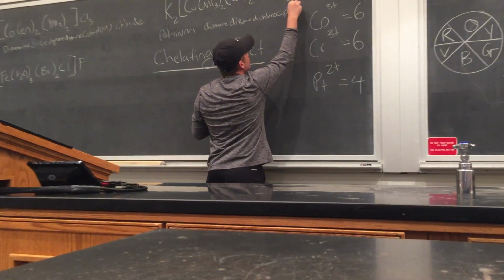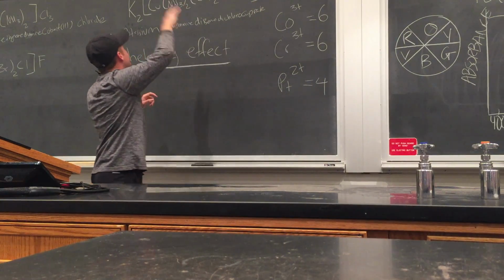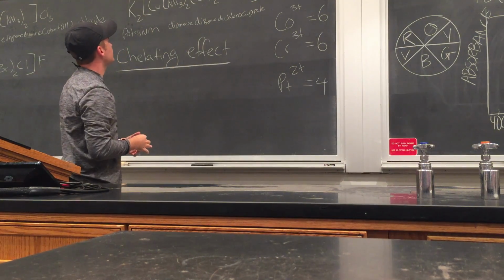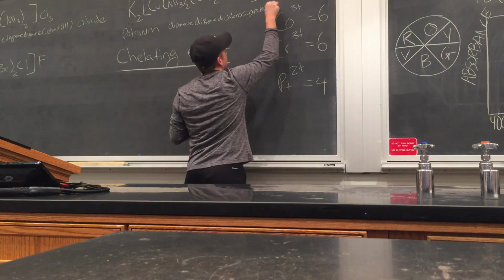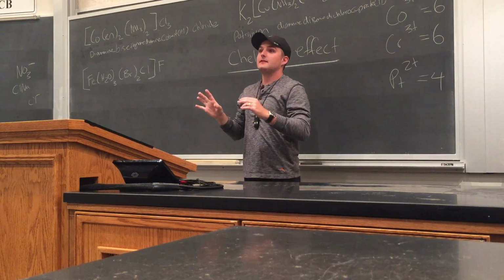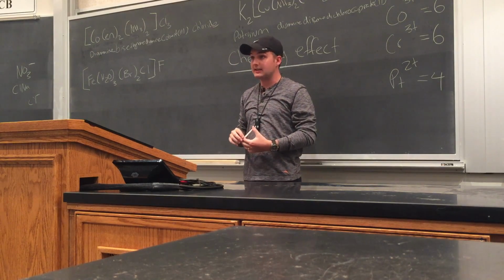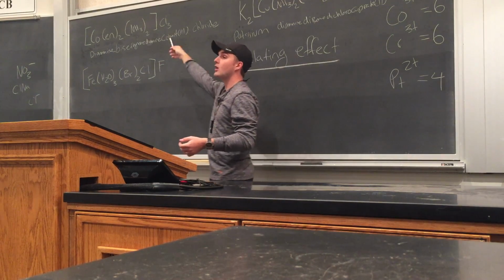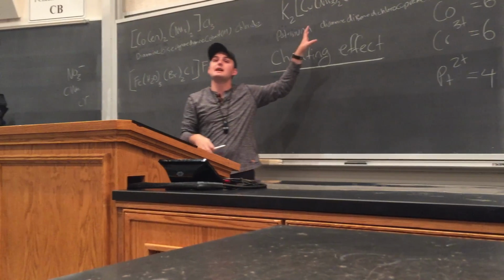Do I need to put the charge? Yes. Absolutely. So what is the charge? 2. Good. Okay. So this is naming. These are the two types of examples you could get. Okay. Having the coordination sphere as the cation or having it as the anion.